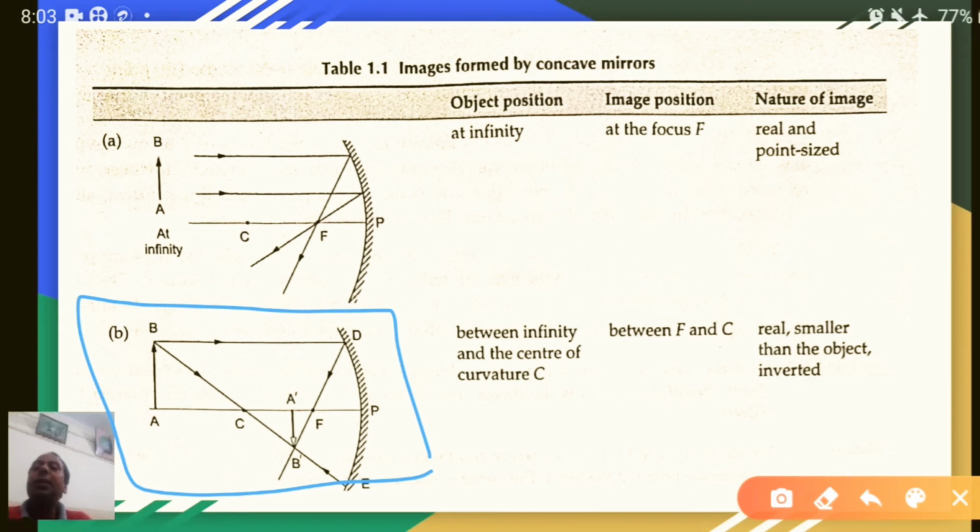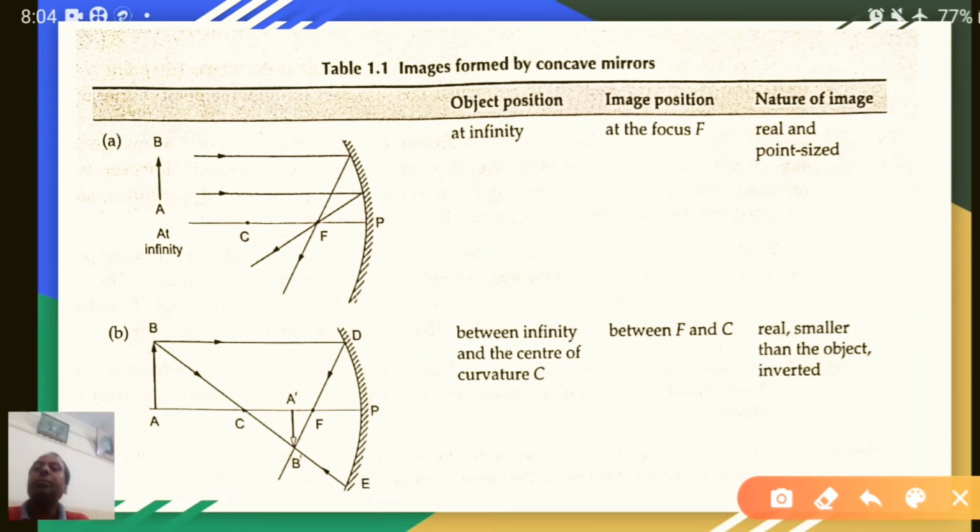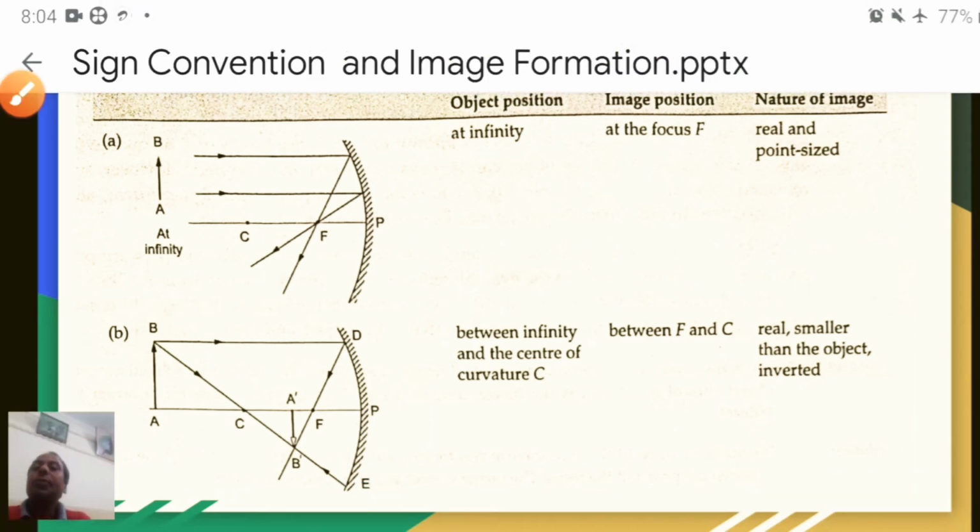And what will be the nature of the image? These three things must be given in order to explain the nature of the image. The nature of the image is real, inverted and smaller, as you can see in this figure.